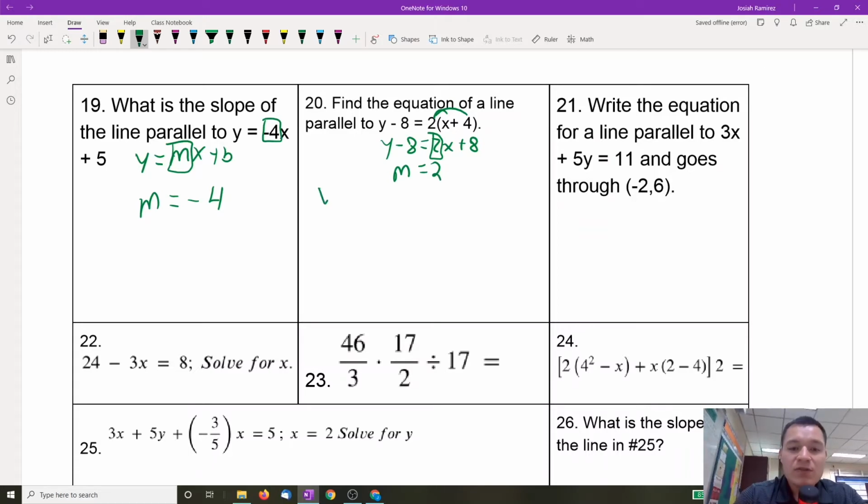Now that we know the slope, we can start writing it into slope-intercept form, but we don't know what b is. It doesn't tell you any specific number to put for b, so we can just put anything. I'll put 2x minus 1.